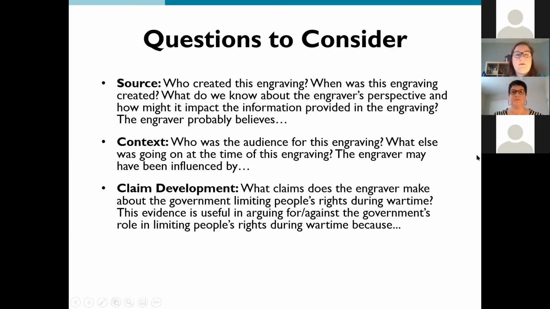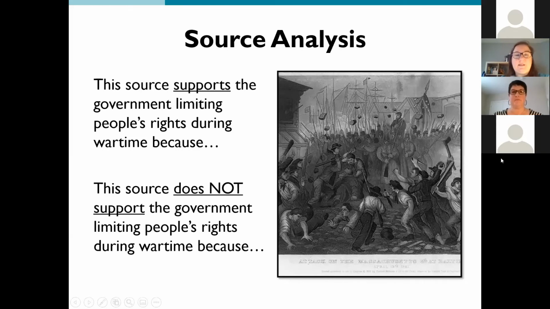What that eventually leads us to in that claim development is having students think through these two starters: that this source supports the government limiting people's rights during wartime. One of the reasons they could give for this particular source is that it shows people in Baltimore were violent and dangerous, especially to the Union Army, which you can see in the background. And so the president needed to suspend habeas corpus to protect the troops and the nation.